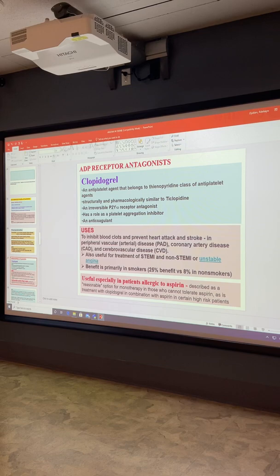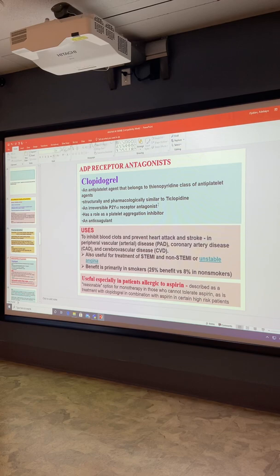What are they useful for? To inhibit blood clots and prevent heart attack and stroke when there's peripheral artery disease, coronary artery disease, or cerebrovascular disease. It's useful in the treatment of STEMI and non-STEMI, or even unstable angina. All cases under acute coronary syndrome.